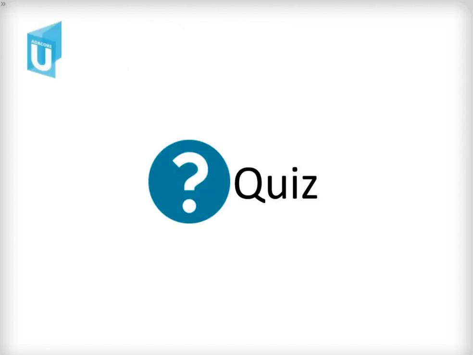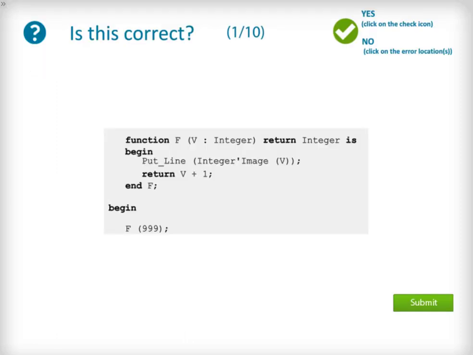Let's now verify your understanding in a quiz session. For this question and the next, if you think that there is no error in the code, click on the green icon next to the yes. If you think that there is one or more errors in the code, click on them. Once you're sure of your answer, click on Submit.